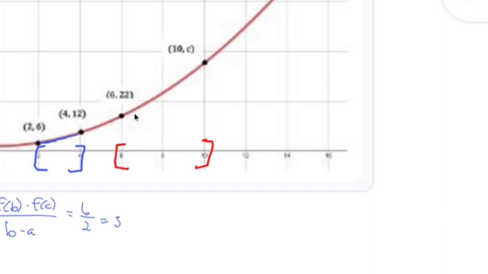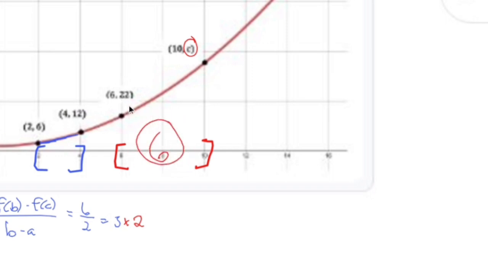Now, the red guy is supposed to be 2 times that. And if you're like, well, why can't I just do the same thing that you did for blue? Well, because that's a C right there. So I don't know what C is, and I have a feeling that's what I'm supposed to find. What I do know is that the average rate of change for red is supposed to be 2 times blue, which means the average rate of change is going to be 6.